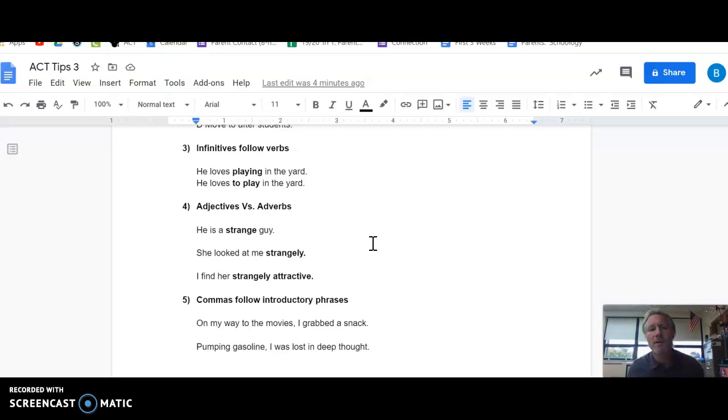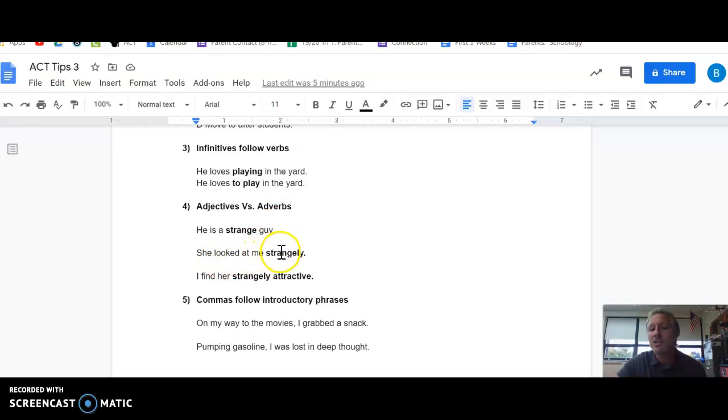Adjectives and adverbs show up on the ACT sometimes against each other, and what you have to remember is simple. Adjectives have one job, one function. They describe nouns. He is a strange guy. The adjective strange describes the word guy. Adverbs are a little bit more versatile. They can do multiple things.